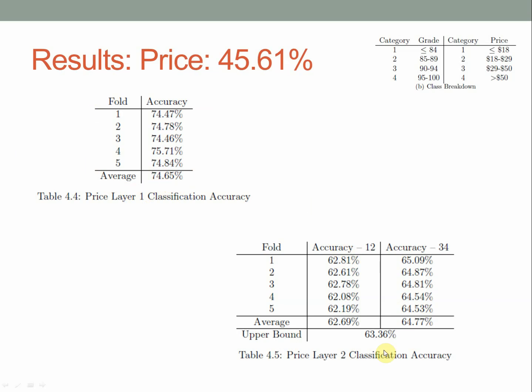And then when it comes to the second layer of SVM, you can see that the accuracy is actually lower than what we can achieve over there. And therefore, for the second layer, the upper bound is about 63%. When we combine the two accuracies together for 4-class classification, the accuracy is only about 45%, still higher than 25% for 4-class classification. And that is something that we feel is very interesting, using the wine reviews to predict the wine price.